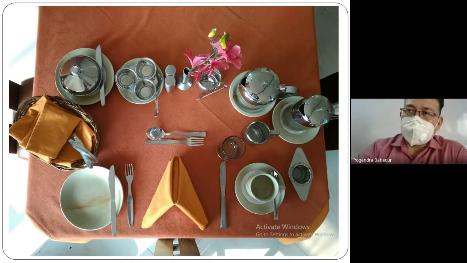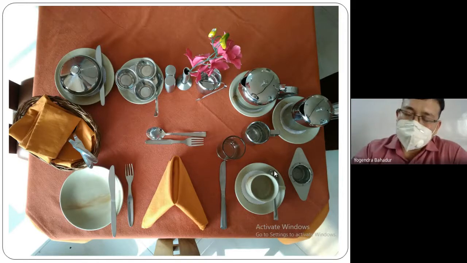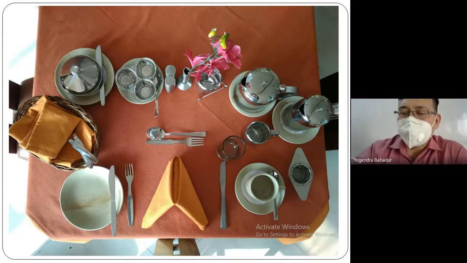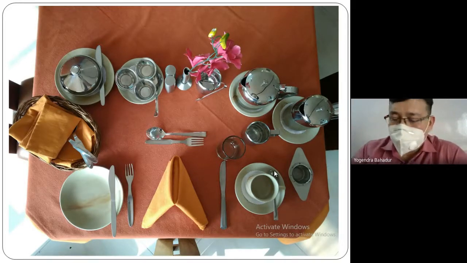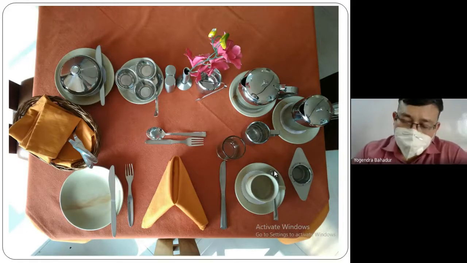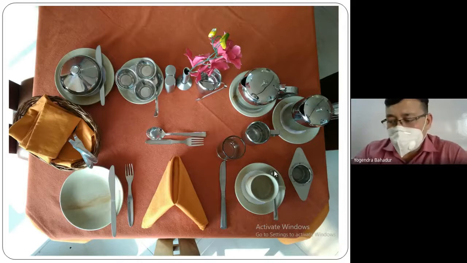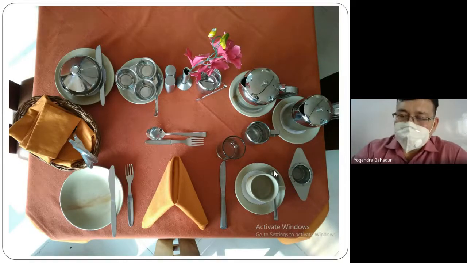Like some of the examples we have already learned while laying down the room service breakfast cover. There we learned some of the basic Indian breakfast items: puri bhaji, dosa, uttapam, stuffed paratha, aloo paratha. So these are some of the examples of the Indian breakfast.